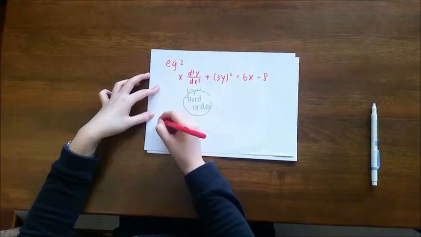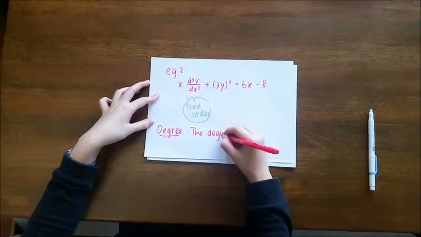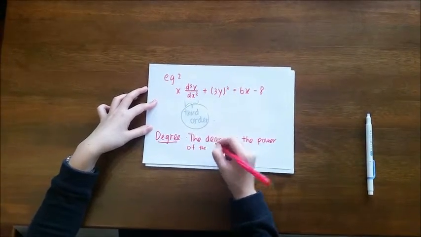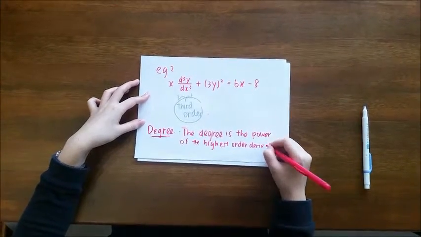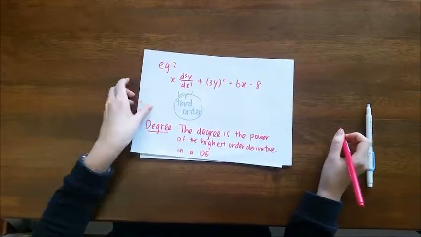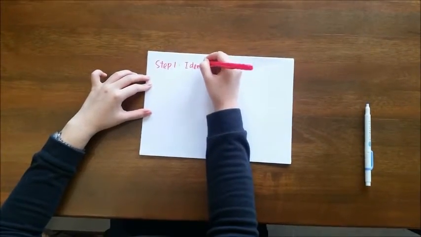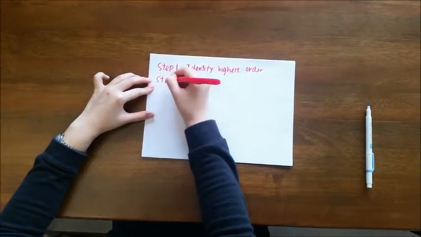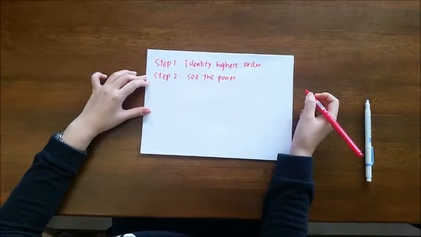Let's move on to degree. Degree is defined as the power of the highest order derivative in a differential equation. So how do we identify the degree of a differential equation? Step 1, we should first find the highest order. Step 2, see the power.